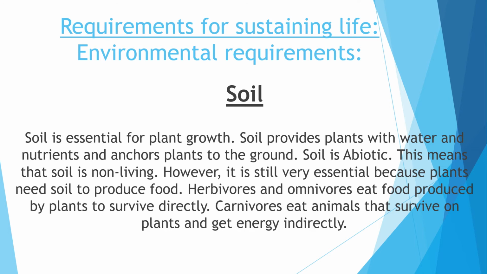All animals depend on plants for food in some way, either directly or indirectly. Herbivores and omnivores eat food produced by plants to survive. Carnivores eat animals that survive on plants.